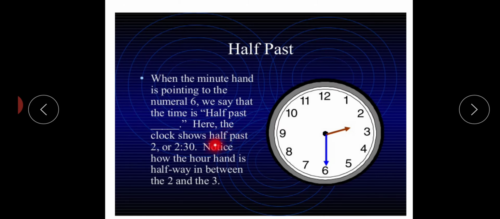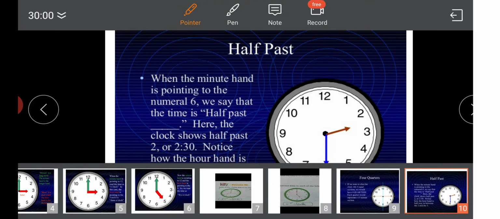So here the clock shows half past 2, and the small hand is between 2 and 3, because the minute hand has completed half, or we can say half past, or we can say 30 minutes. So the hour hand will come between 2 and 3. It will also complete half the part between 2 and 3. So the time read will be 2:30 or half past 2.